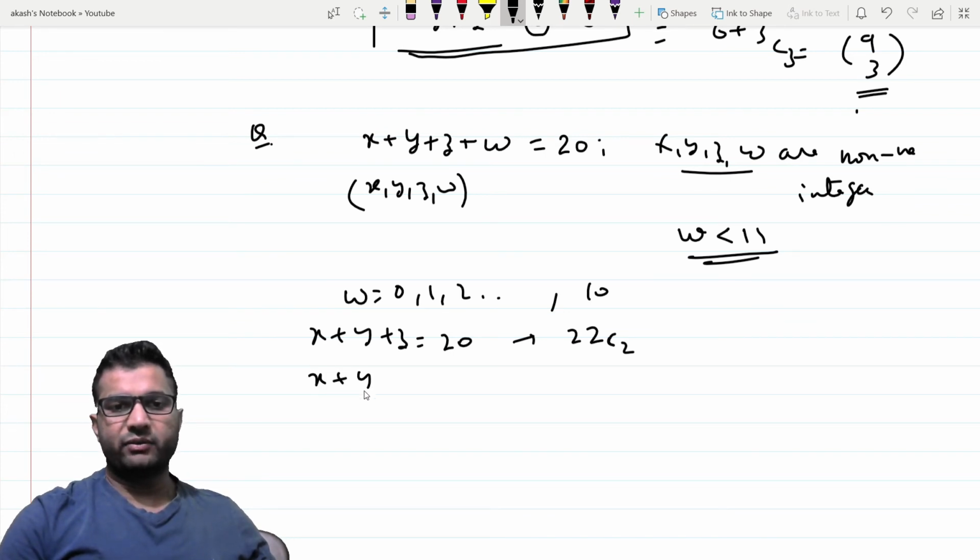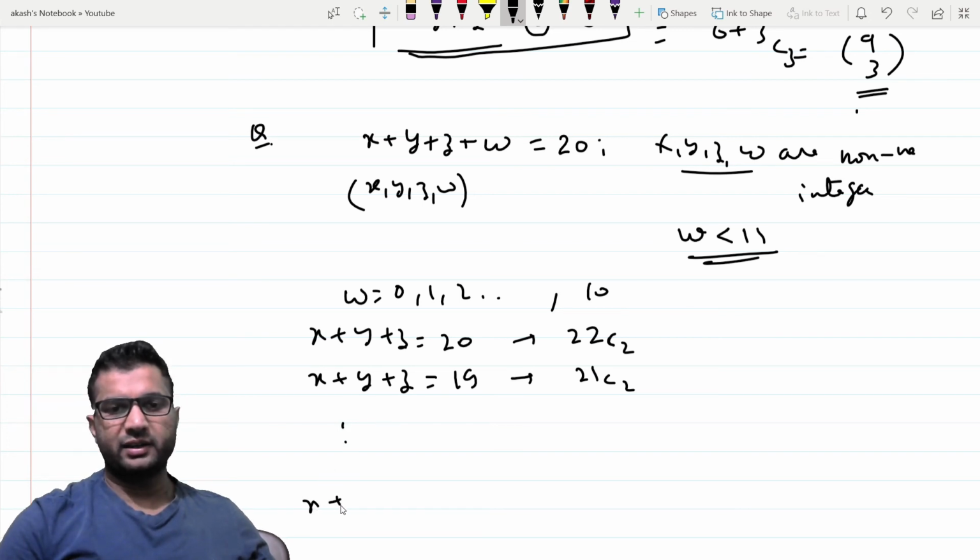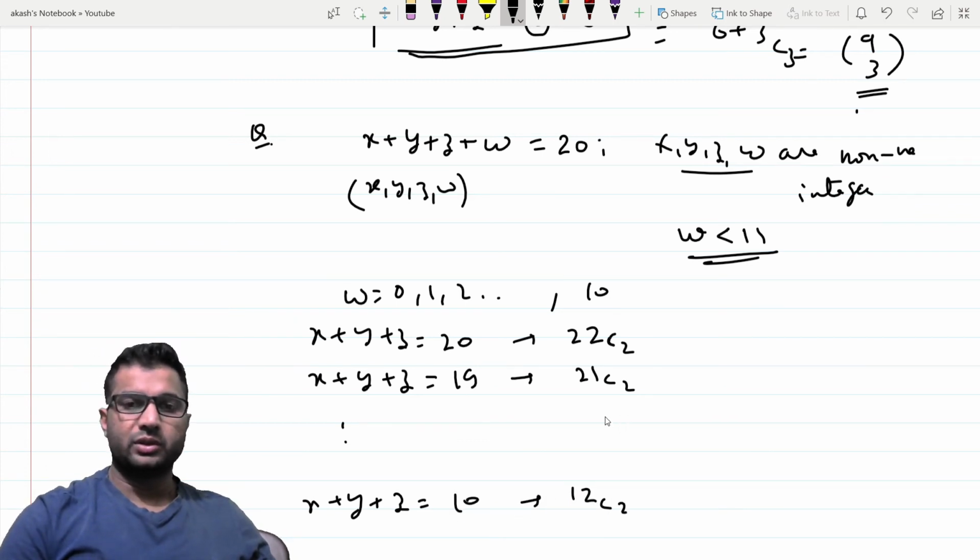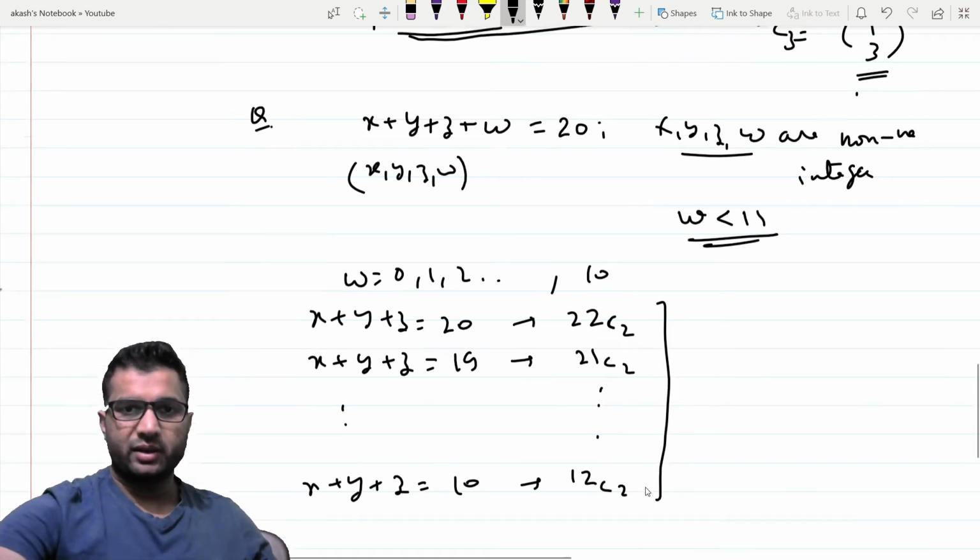There are 3 beggars, so one lesser dummy coin I need to introduce, that will be 22c2. If w is assigned 1, in that case x plus y plus z will assume the value 19, so my answer will be 21c2. Going in the same manner, if I assign w equal to 10, then x plus y plus z will be equal to 10. So one lesser coin, that makes 12c2. So summing up this entire series, I will get the required answer.